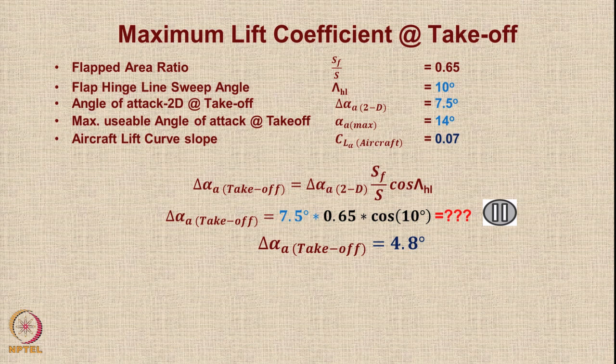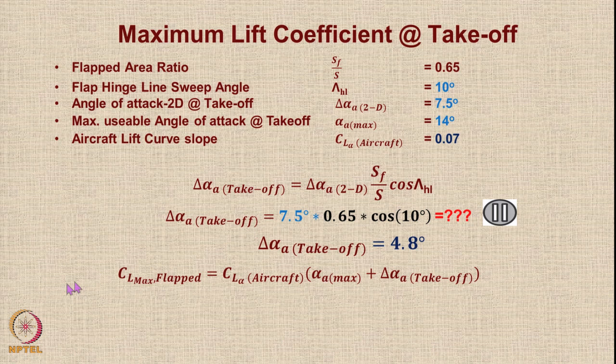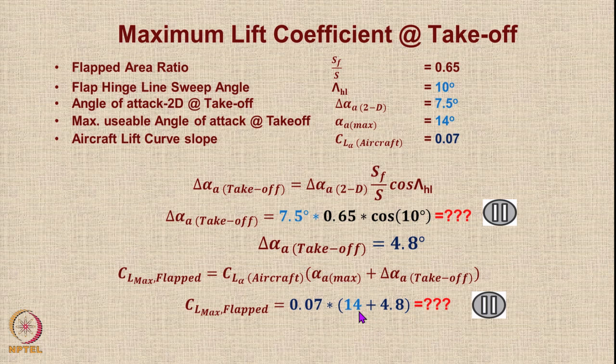Effectively, when you deflect the flaps, you get the increment in CL corresponding to what you would get if the aircraft had gone for an angle of attack increase of 4.8 degrees. Therefore, the CL max flap will be the lift curve slope of the aircraft, dCL by d alpha, times the maximum angle of attack that you can operate, plus the additional effective angle of attack created because of the flap deflection. That number is 0.07 into 14 plus 4.8. 14 degrees, as I mentioned, is the maximum angle usable in both takeoff and landing, and 4.8 is the effective increase in the angle. So, the CL max is going to be 1.32 in the case of the takeoff condition.